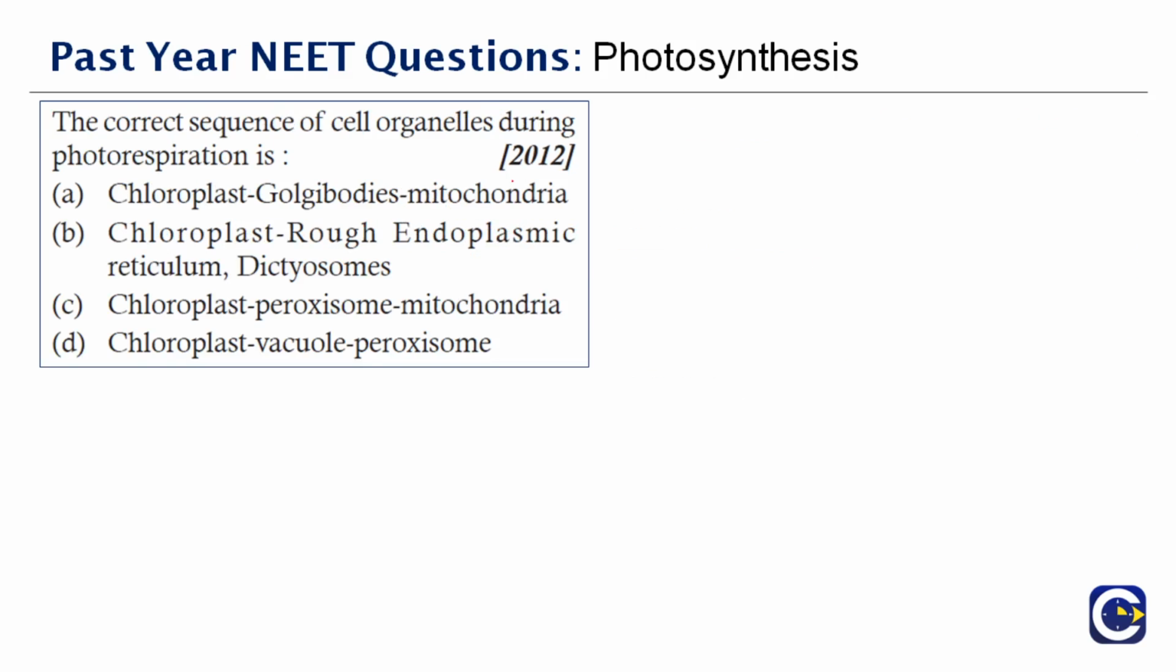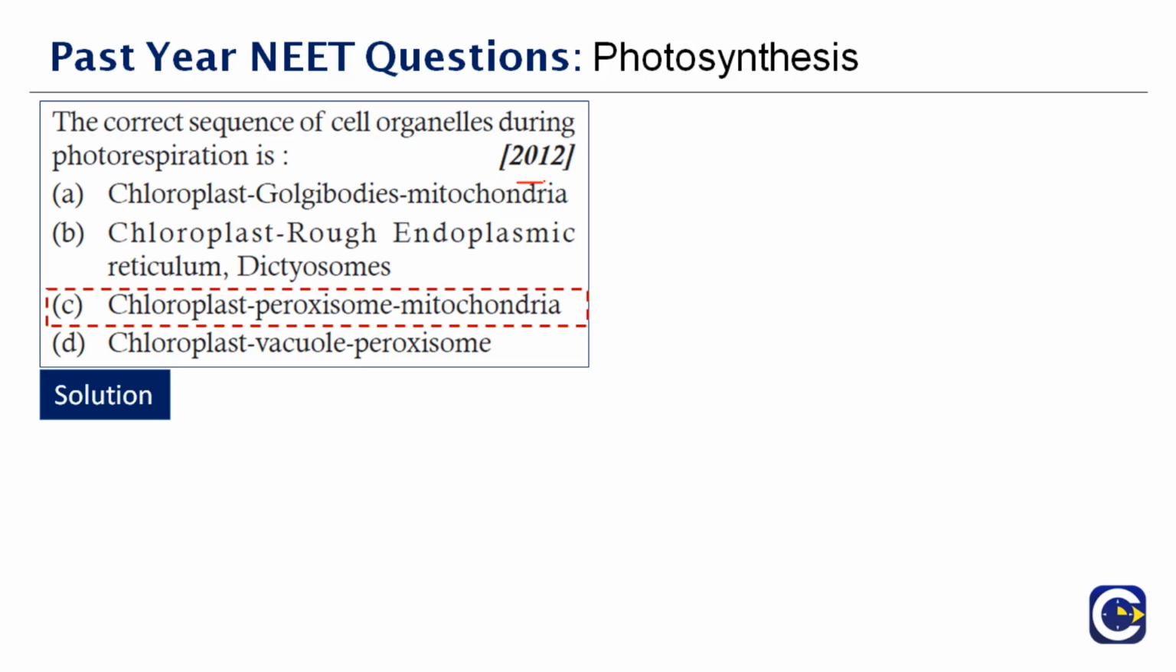Next question here, which was asked in the year 2012. The correct sequence of cell organelles during photorespiration is. So this is actually a standard question where you cannot make any changes. So I will tell you the sequence, you just have to note it down. The sequence is chloroplast first, then peroxisome, and then mitochondria. So this is a standard question. You don't have a particular explanation for this, you just need to know the order. So the correct sequence of cell organelles during photorespiration is chloroplast, peroxisome, and mitochondria.